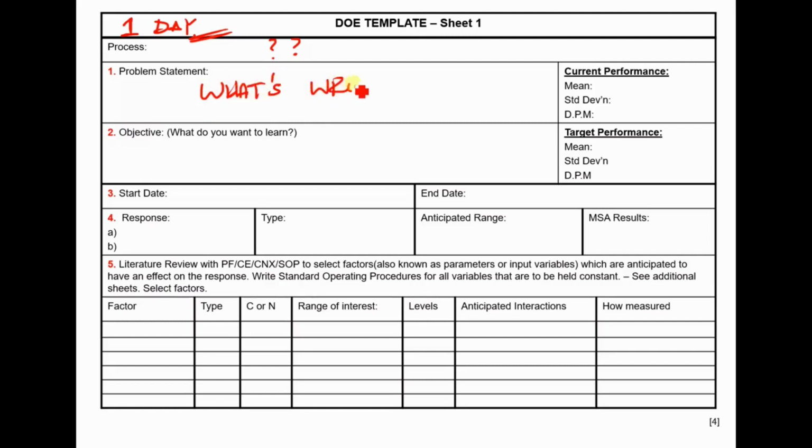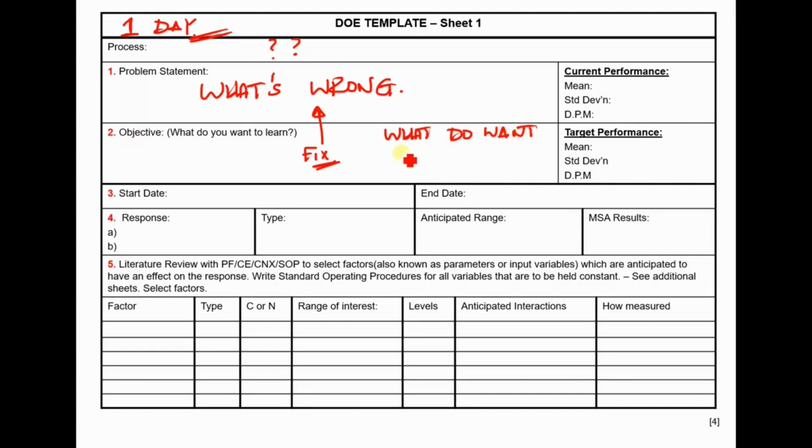Then it says, okay, what's your objective? Now I know what your real objective is. It's to fix that. But that's not the way we want you to think. You are doing a test. You have the opportunity to find out incredible amounts of information just out of one test if you design it correctly. So the question is, what do you want to learn?